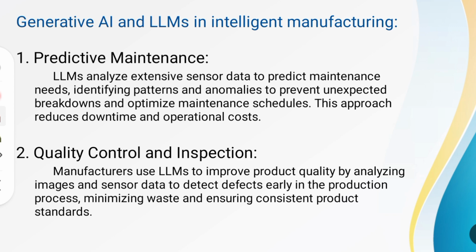Number one is predictive maintenance. LLMs analyze extensive sensor data to predict maintenance needs, identifying patterns and anomalies to prevent unexpected breakdowns and optimize maintenance schedules. This approach reduces downtime and operational cost too. Number 2, quality control and inspection. Manufacturers use LLMs to improve product quality by analyzing images and sensor data to detect defects early in the production process, minimizing waste and ensuring consistent product standards.